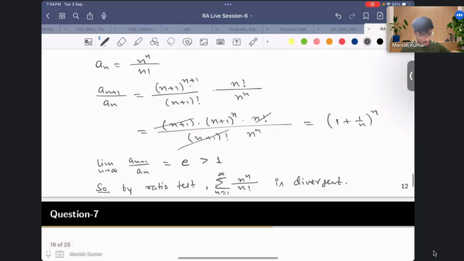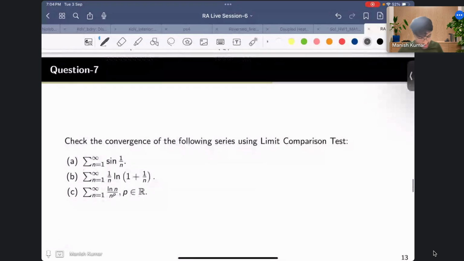Okay, so heading next to the 7th problem. Again, we have 3 series, and you have to check the convergence of these 3 series using the limit comparison test. I have just tried to put all the tests separately, but obviously you can try with some other test also. It's not that you have to use this test, because this limit comparison test is basically the comparison test you have seen earlier, right? So maybe I can say a few lines on this.